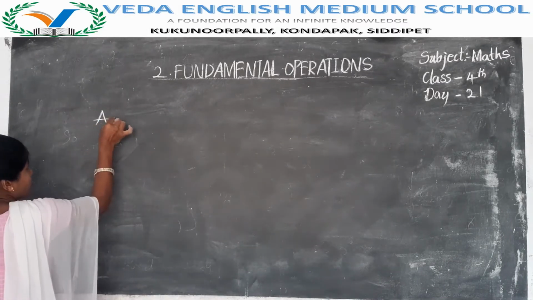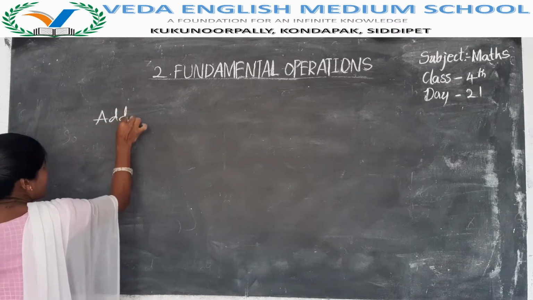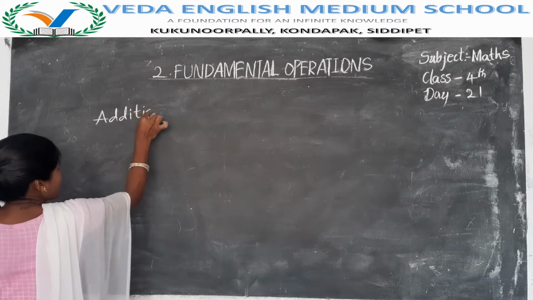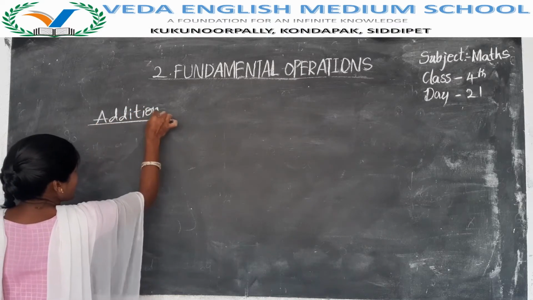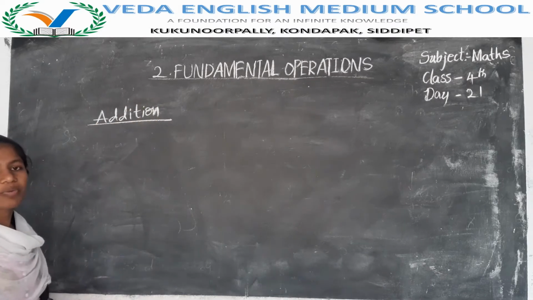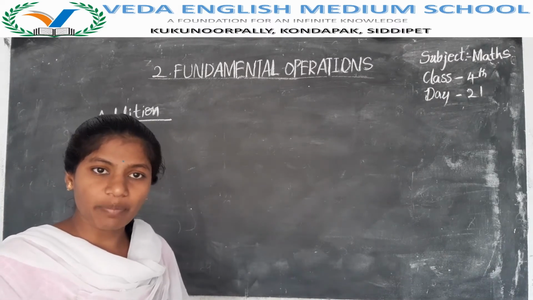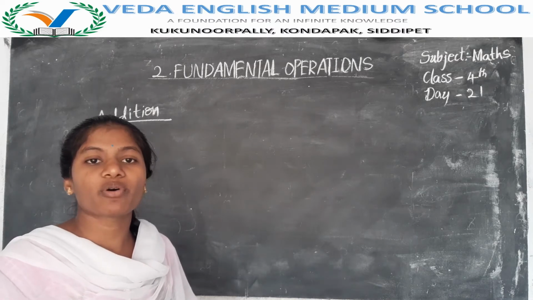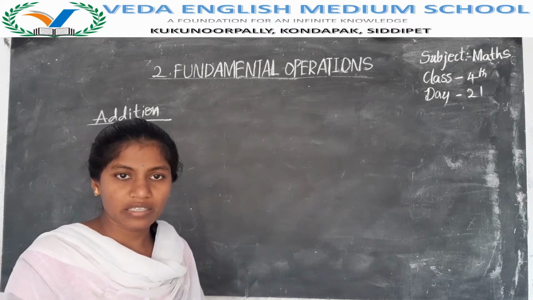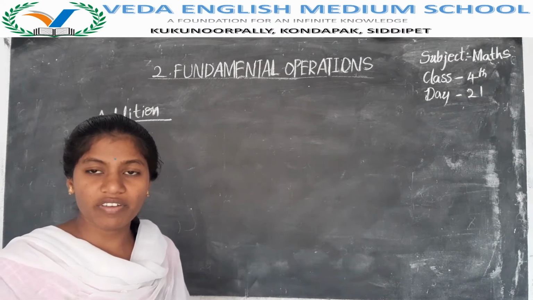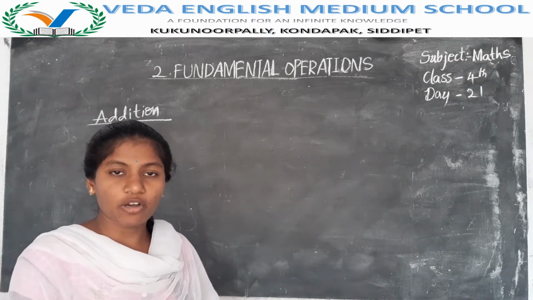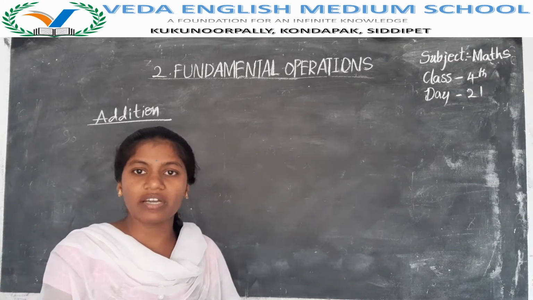Addition. The spelling of addition is A-D-D-I-T-I-O-N. Addition means the combination of two or more things. Otherwise, the combination of two or more numbers is called addition. The combining of two or more numbers is called addition.